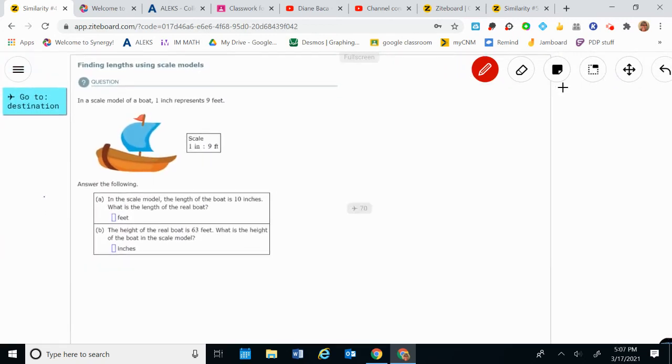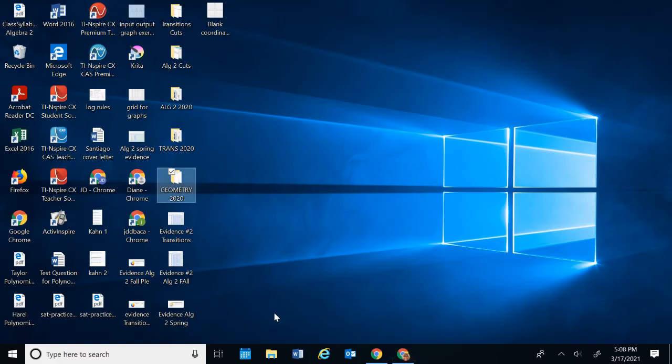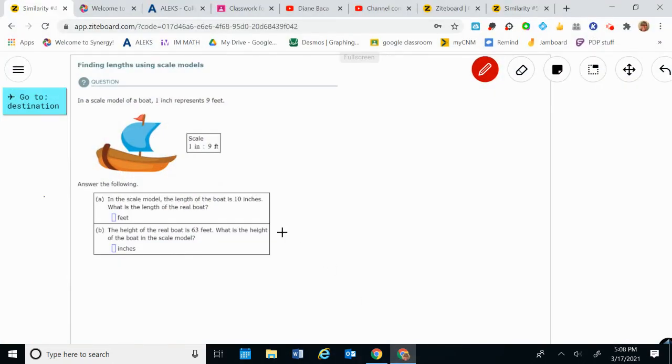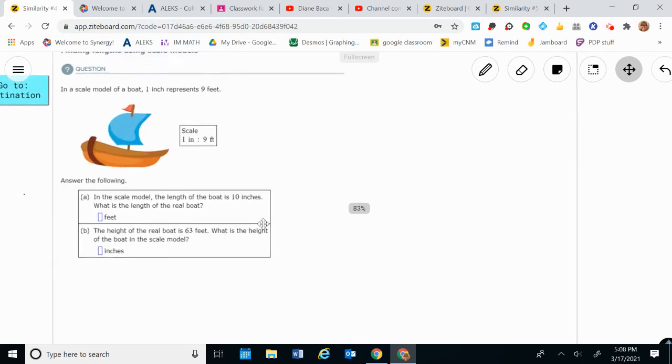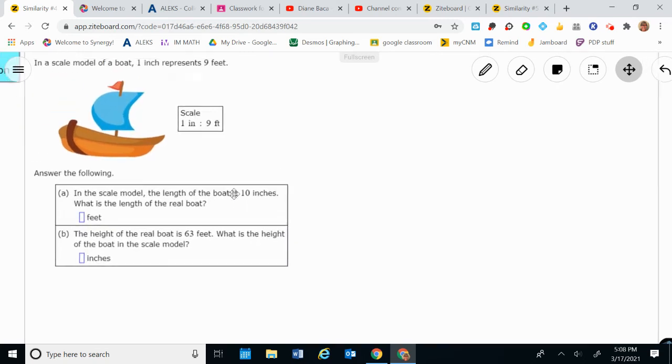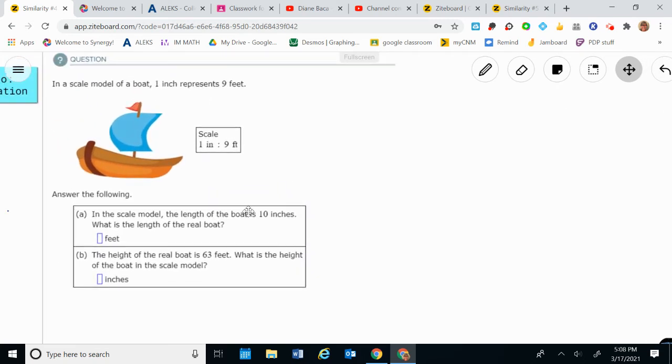Okay, now you're going to talk about scale models, and this is how you use proportions. Whoa, what did I just do? I don't know if you guys saw that. That was fantastic. Okay, here we go. Let's get bigger. I was trying to make it bigger. Here we go. Okay, so this is really practical if you ever want to make a scale model of anything.